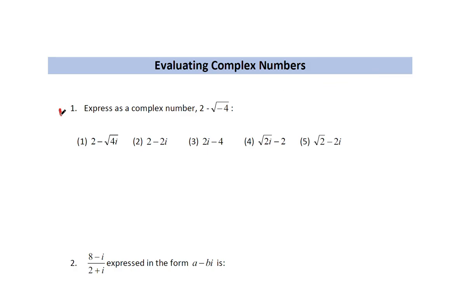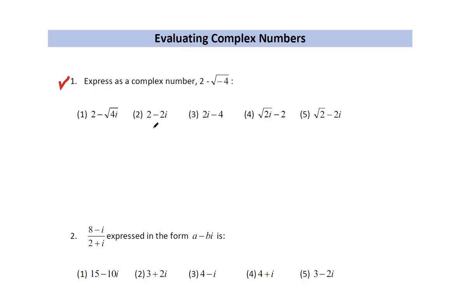In the first problem here, we're asked to express as a complex number 2 minus the square root of -4, and we're given some options here to choose from. So here I'm going to write this problem, 2 minus the square root of -4. We're going to write that as 2 minus, now to evaluate the square root of -4, I'm going to express that as i square root of 4.